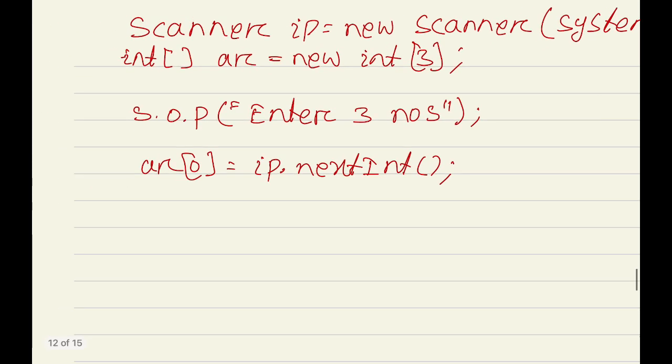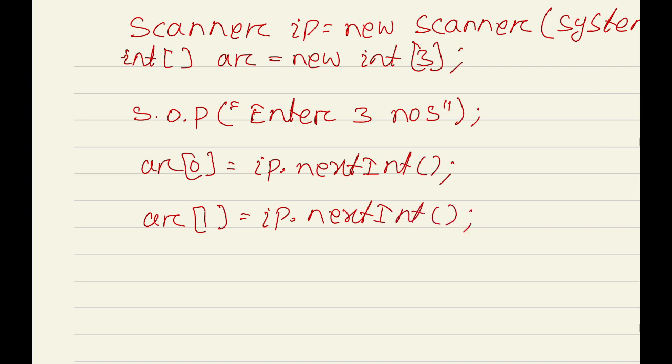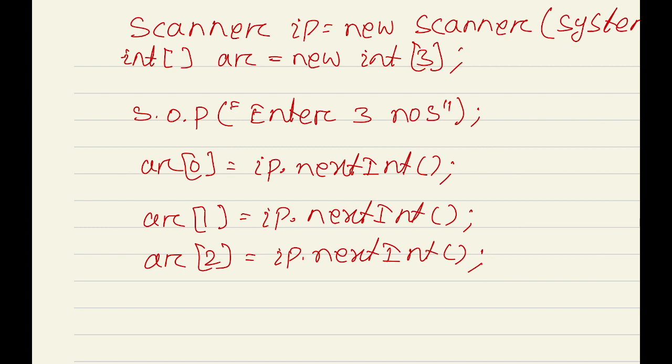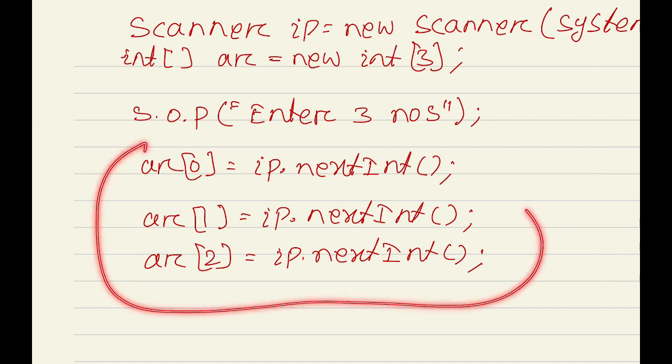Okay. Similarly, we can write AR of 1 equal to IP dot next int, then AR of 2 equal to IP dot next int. So instead of writing these 3 lines, AR of 0, AR of 1 and AR of 2 each equal to IP dot next int, you can use a loop, and inside this loop we can write this one.